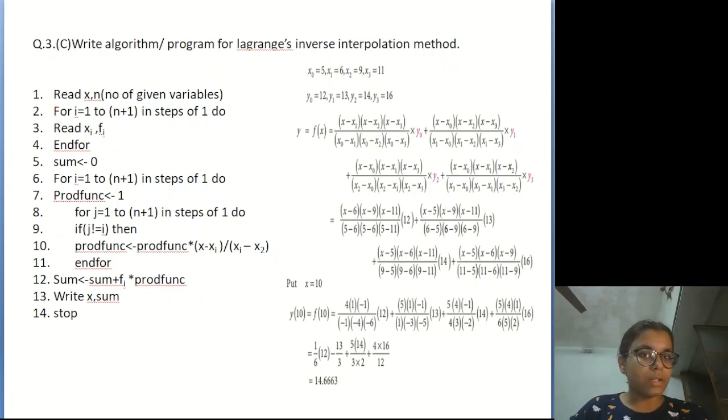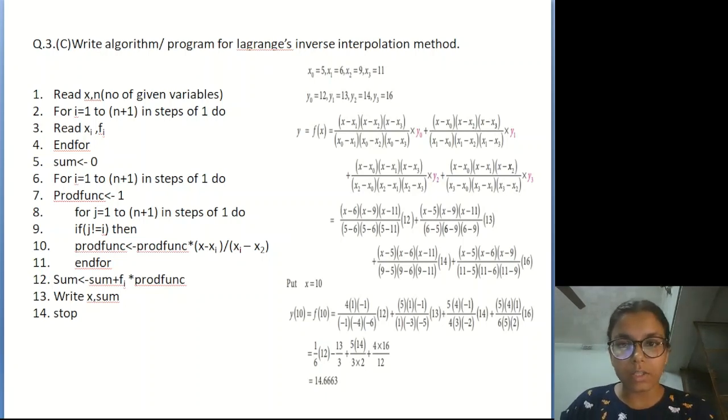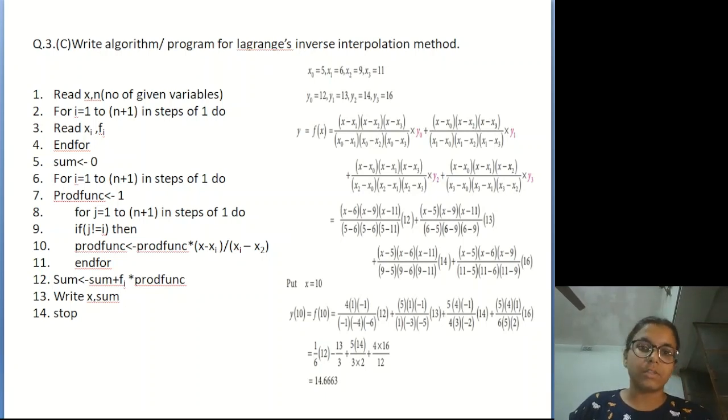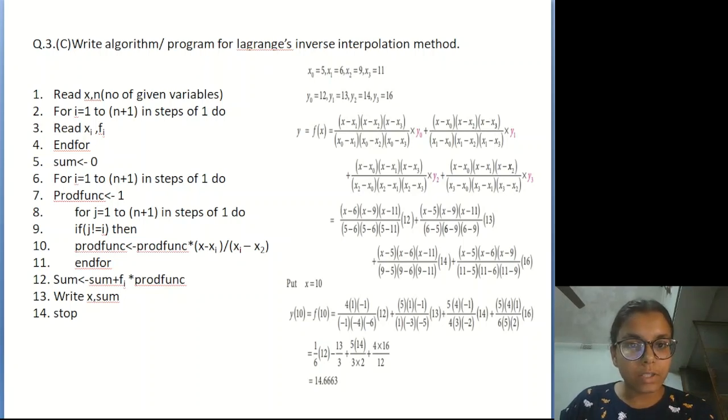After this, a sum would be required. Now, what is the sum? Sum is always required when we calculate the Lagrange's interpolation. So, firstly, we would create the sum. We would assign the value of sum to be 0.